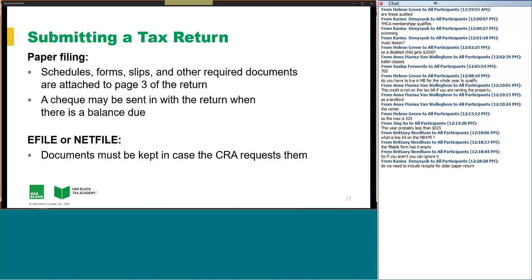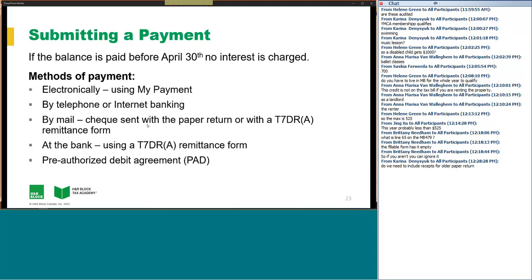All right, so e-filing, send it electronically. I'll be showing you when we do the software what documents we need signatures on when we do e-filing, but essentially keep everything, and then if the CRA asks for it, then you send it in. All right, submitting a payment, you have to pay before April 30th or they will charge interest. You can pay electronically using My Payment, which is the online CRA program. You can call the CRA over the phone and pay over the phone. You can do online banking. You can pay by mail with a T7DR, sorry.